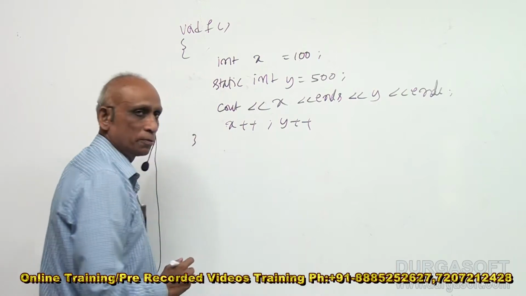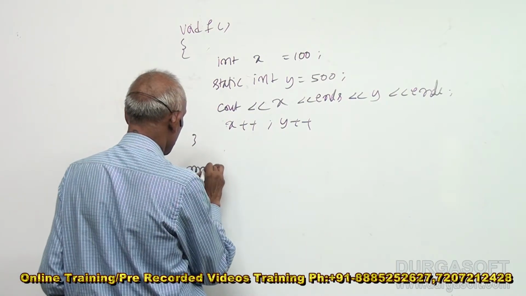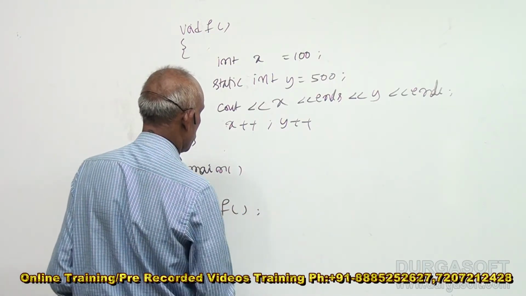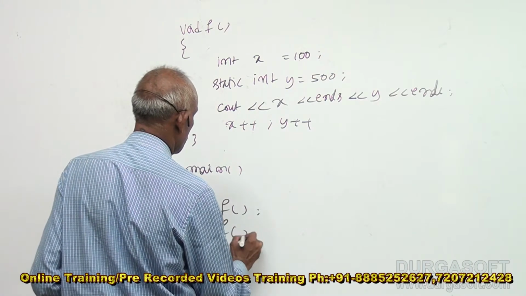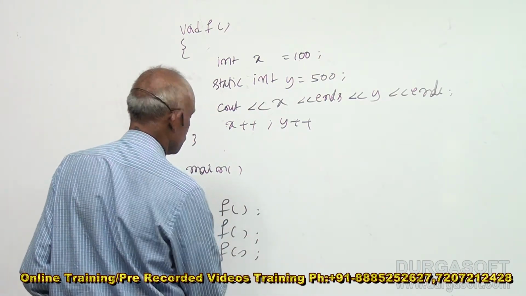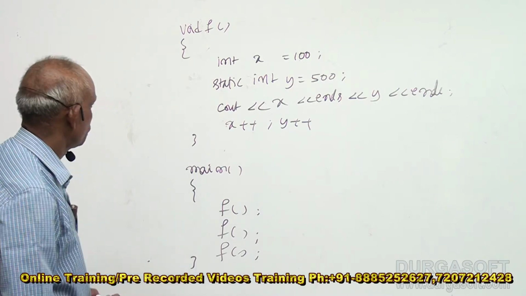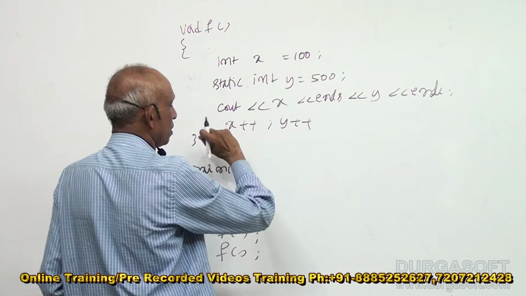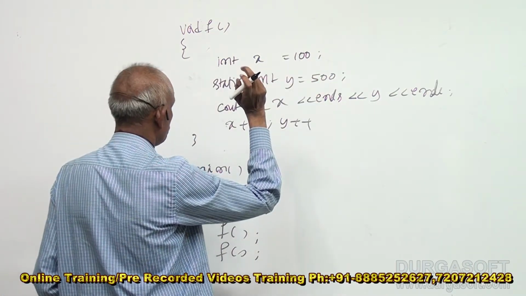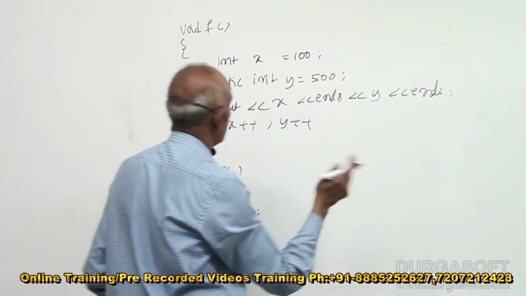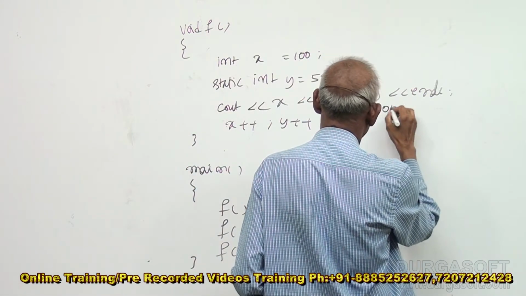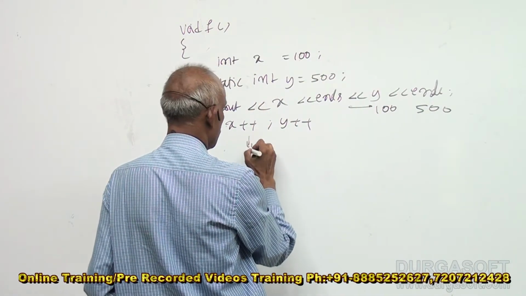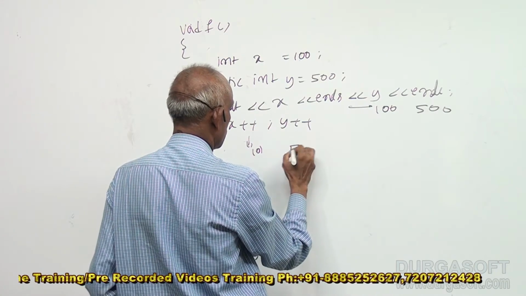I have incremented both. Now coming to main, I simply call f. Suppose I call f 3 times. Let us see what happens. When I call it the first time, x is 100, static int y is 500. Display both. It means the output is 100, 500. Now both are incremented, so x becomes 101, y becomes 501.